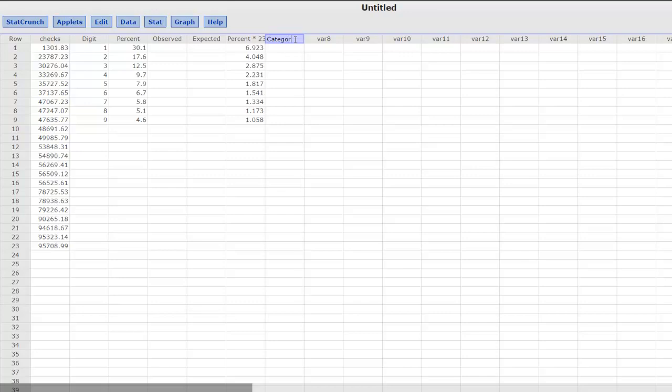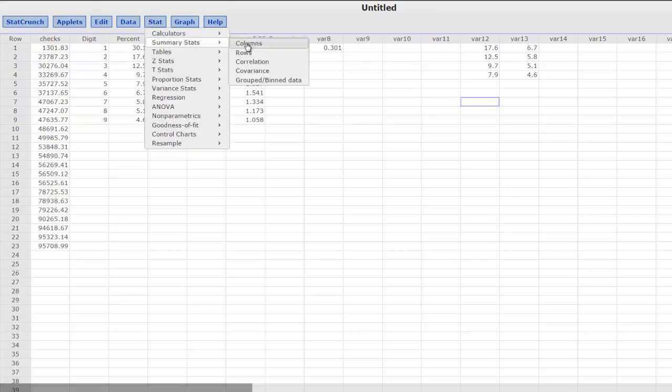Again, you don't have to title these things. So we're going to have the category 1, 2 through 5, and 6 through 9. Well, category 1 is the 30.1%. 2 through 5 is those things added together. And then 6 through 9 are these things added together. You can do this in your calculator, do it by hand for crying out loud. I'm just going to quickly do it here.